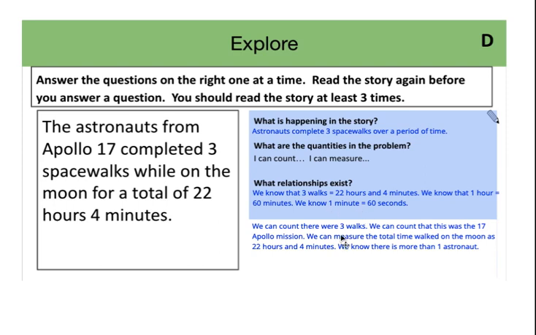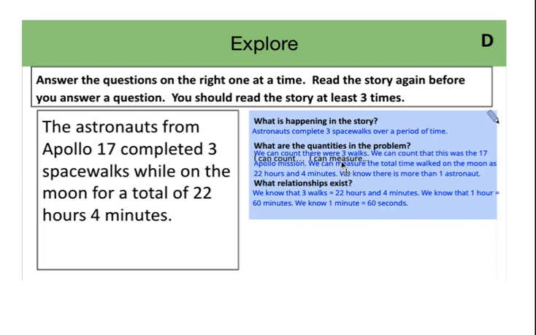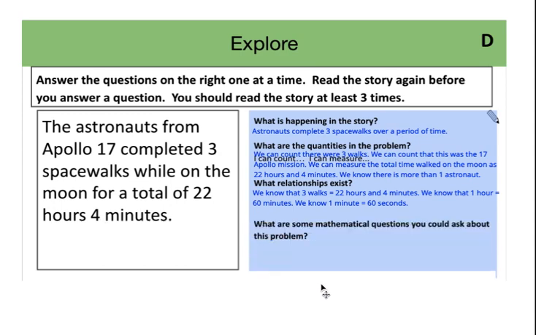All right, let's go ahead and complete that final read here. The astronauts from Apollo 17 completed 3 spacewalks while on the moon for a total of 22 hours and 4 minutes. Final question. What are some mathematical questions you could ask about this problem? Go ahead and come up with some creative questions for this problem. And when you're ready, you could go ahead and unpause.